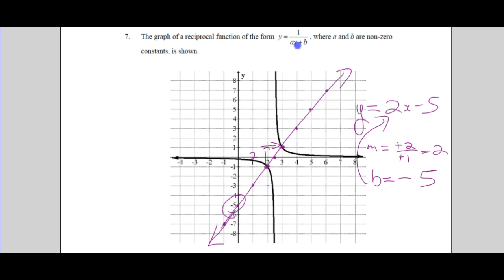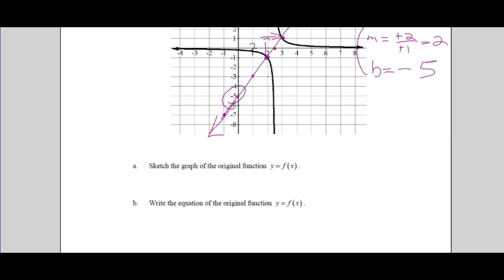All right, so there's a vertical asymptote on the reciprocal, which corresponds to a 0 on the original. There were 2 invariant points. From those 2 points, we got the slope of the original line. And we just put it together. We did a reasonably accurate graph of the original line, which gave us the equation. Okay, so sketch, done.